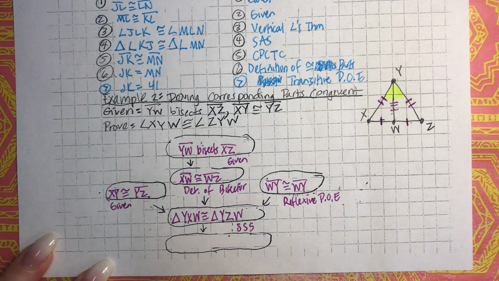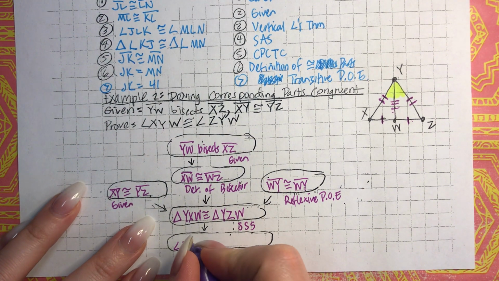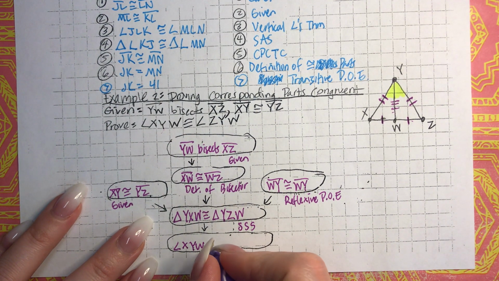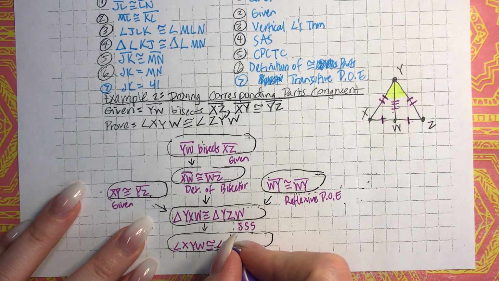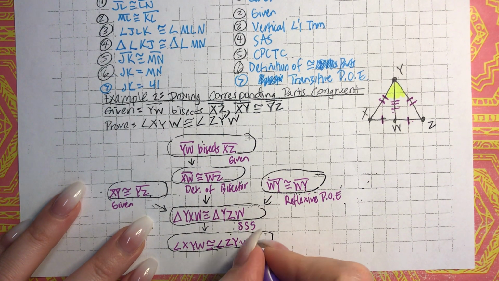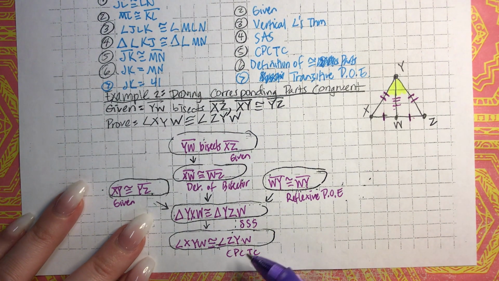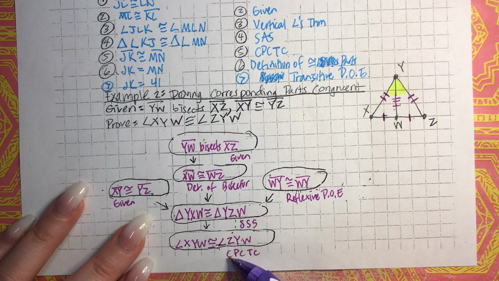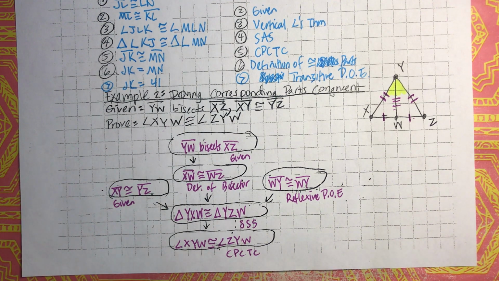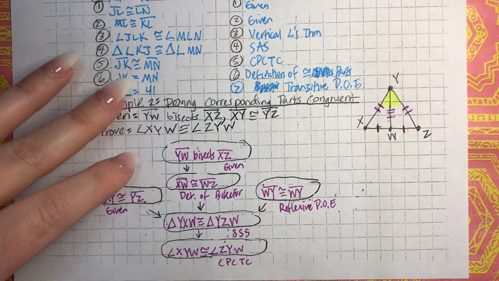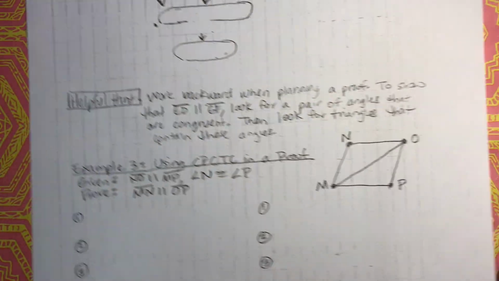So they are congruent because of CPCTC. Corresponding parts of congruent triangles are congruent. So if you just remember PT and then you put C at the start and the end and in the middle, that will help you remember it. Okay, so that's it for example 2. Now we're going to go to Check It Out example 2.